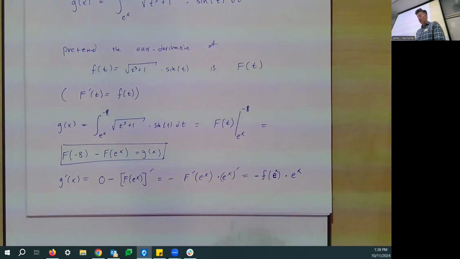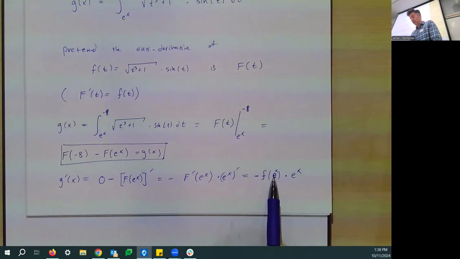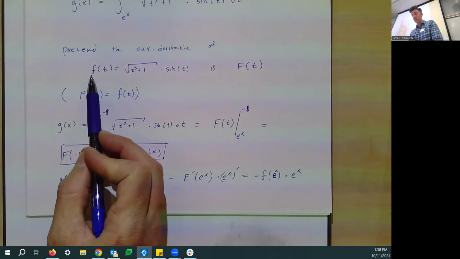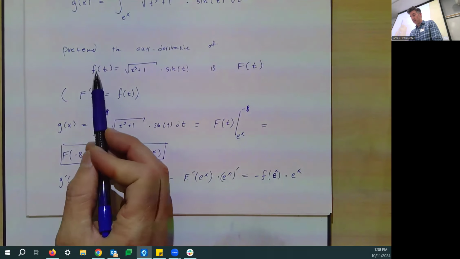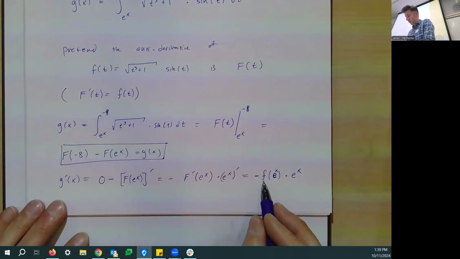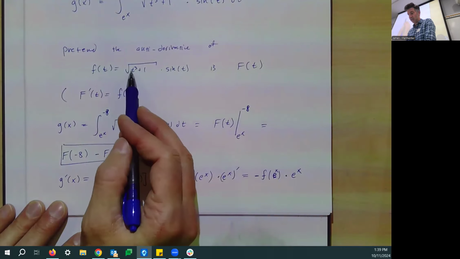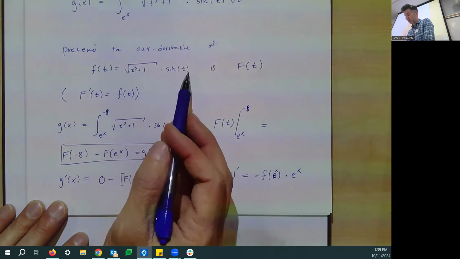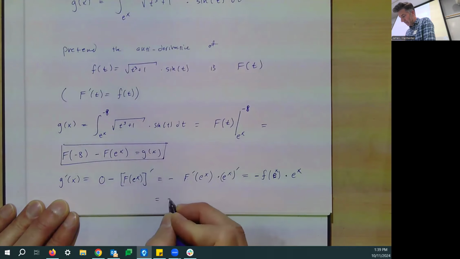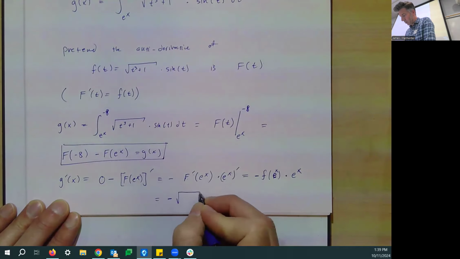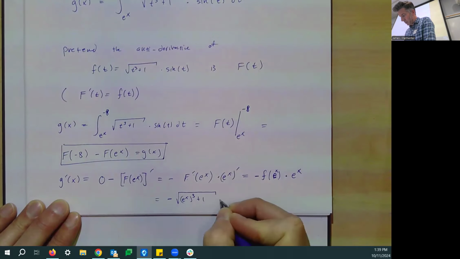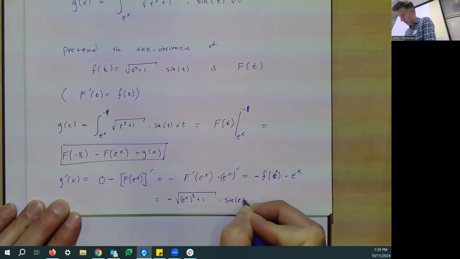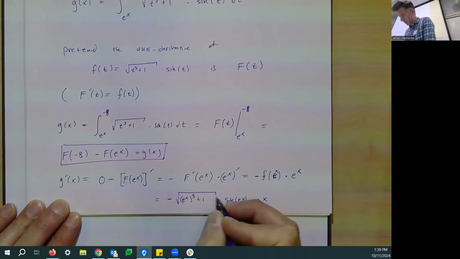And now finally, I'm going to plug e to the x into the lowercase f function that I actually know. If f of t is equal to all that, then f of e to the x is going to be the square root of e to the x cubed plus 1 times sine of e to the x. So I'm going to get negative square root of e to the x cubed plus 1 times sine of e to the x times e to the x.